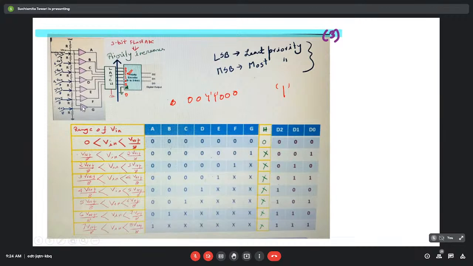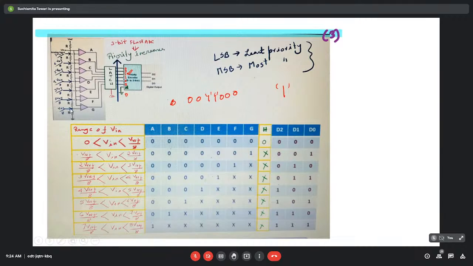Now this comparator is signifying the range 0 to V reference by 8. What do we mean by that? It means that the V in, which is getting compared with this inverting terminal, where the inverting terminal has the maximum value of V reference by 8. So until and unless it crosses this V reference by 8, the output will remain 0. So this signifies the range 0 to V reference by 8.